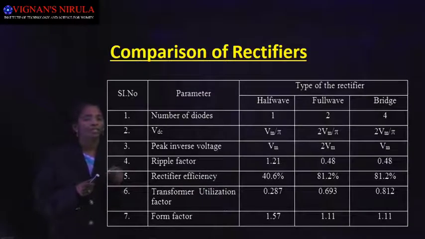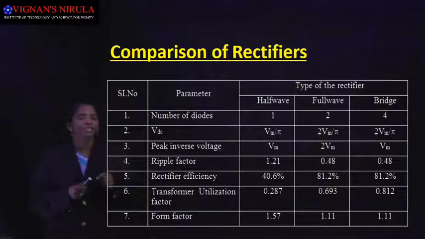Now rectifier efficiency. The most important factor of rectifiers is rectifier efficiency. What is the definition of efficiency? It is the ratio of the DC power delivered to the load to the AC power. After calculation, the efficiency of the half wave rectifier is 40.6%, and for the full wave and bridge rectifier it is 81.2%. Next one, transformer utilization factor.